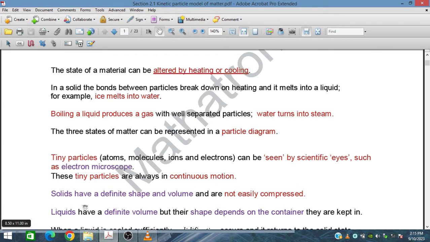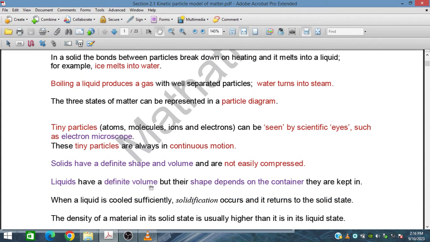Solids have a definite shape and volume and are not easily compressed. They are incompressible. Liquids have a definite volume, but their shape depends on the container they are kept in. So liquids have a definite volume but no shape of their own; they take the shape of the container where they are placed.